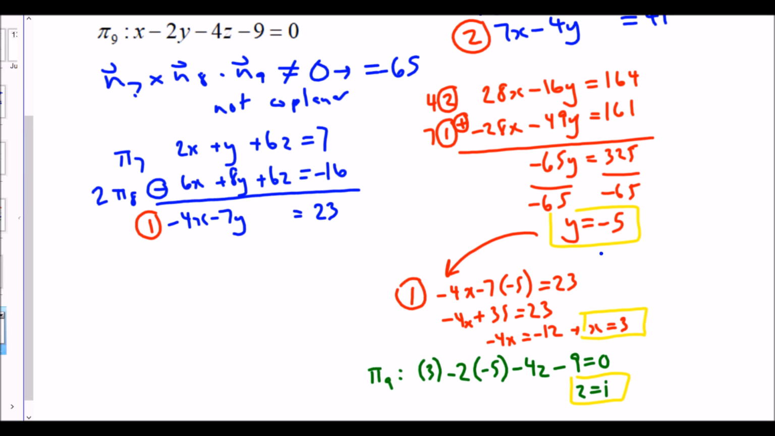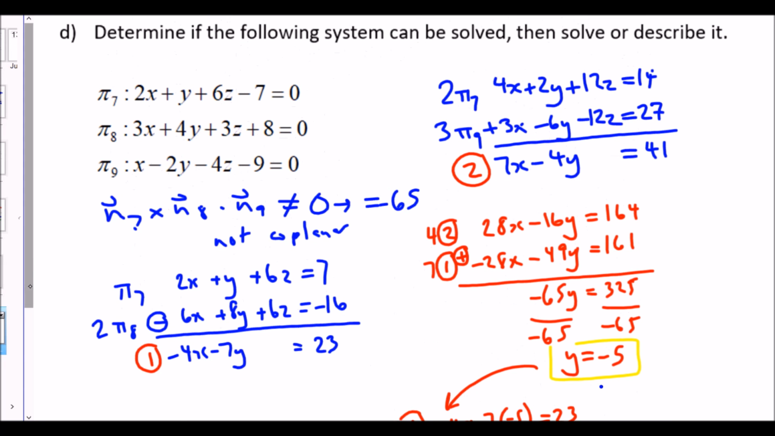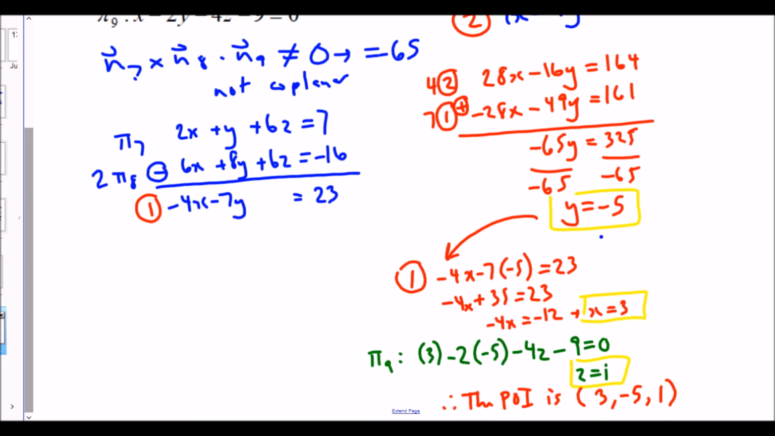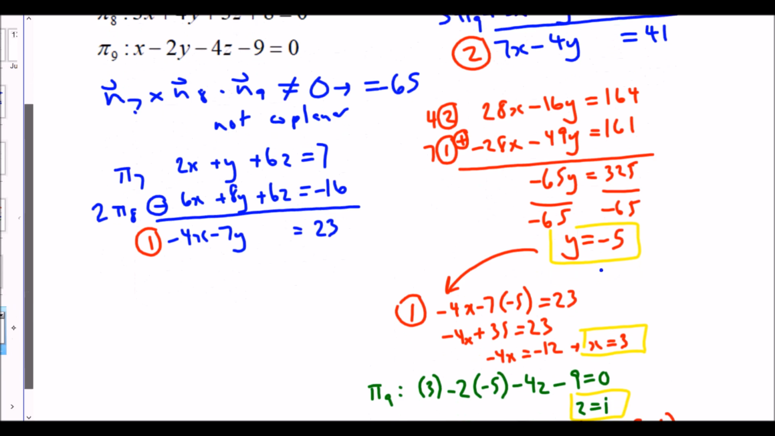So I know my point of intersection now. I know my answer. Therefore, the POI is, drumroll please, the end of calculus and vectors, 3, negative 5, and 1. So if I plug that point into these three planes, I will get 0 equals 0 each time, and I am done. So there it is. We checked out most of the different types. I'm not going to go through all the cases, but this is case 1, where there's a point of intersection. Normals aren't parallel, none of them are, and also they're not coplanar, means there's a point of intersection.